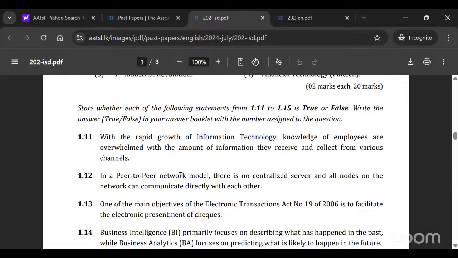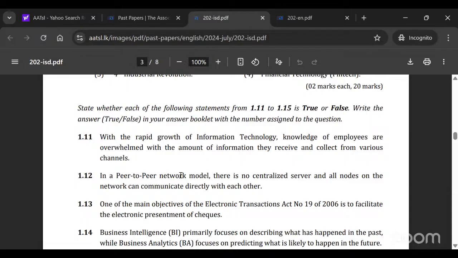State whether each of the following statements from 111 to 115 is true or false. Write the answer, true or false, in your answer booklet with the number assigned to the question.